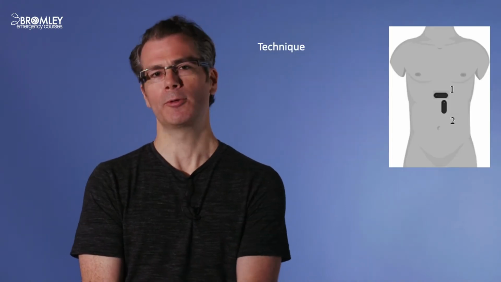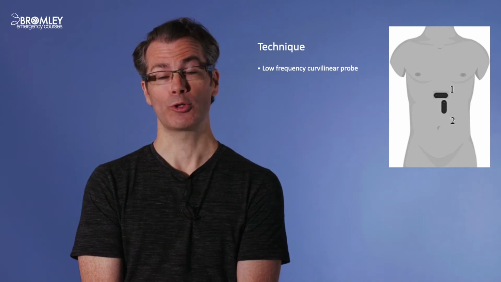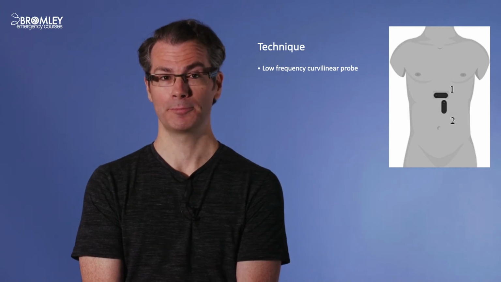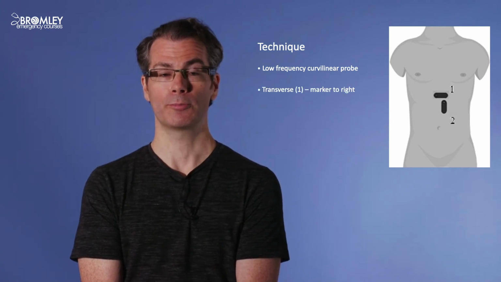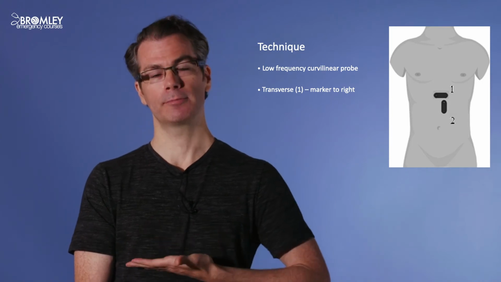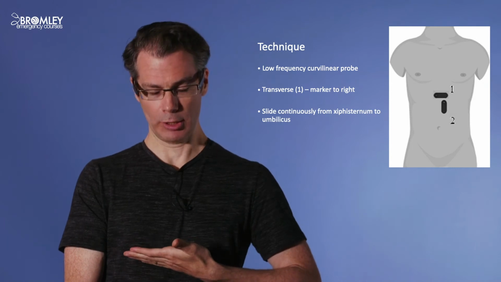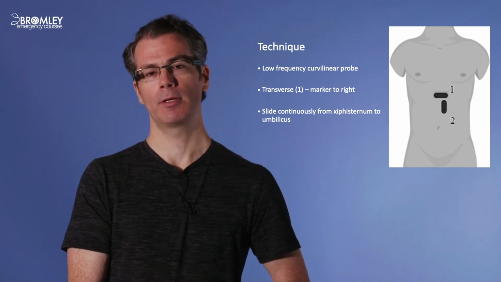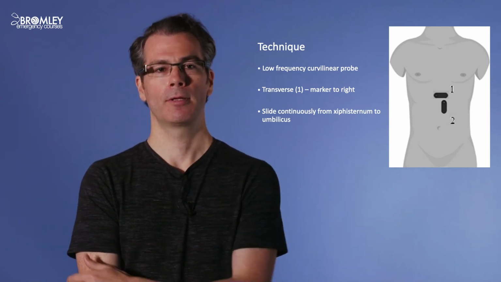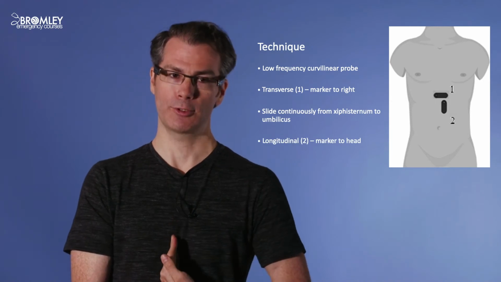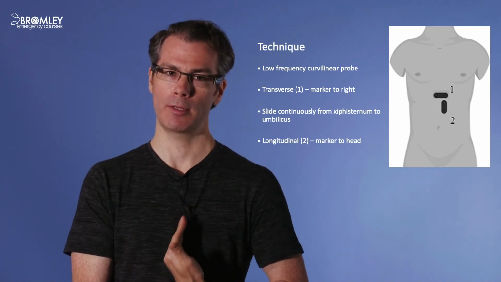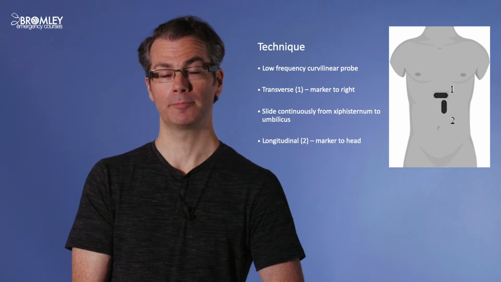So how do we scan the aorta? Choose the low frequency curvilinear probe. Start with the probe in a transverse orientation with the marker to the patient's right, and then scan down continuously all the way from the xiphisternum down to the umbilicus. Then rotate the probe into the long axis with the marker to the patient's head and slide down again.